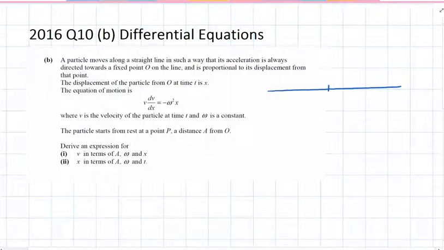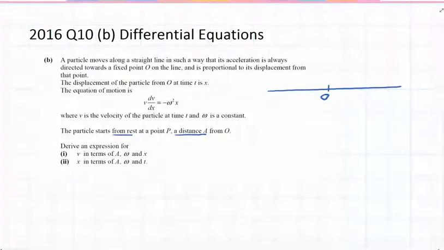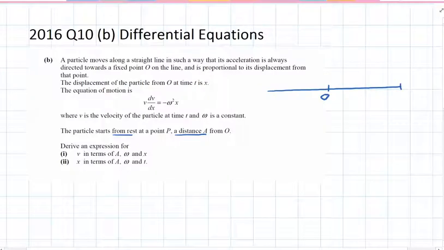So we'll put O in here as well. And if you go down further, you'll see that the particle starts from rest at a distance a. So these are two key things to get started. So a distance a from O, we'll put a here, and that's where the particle starts. We call that t equals 0. That's when we start our stopwatch. We start our journey here.